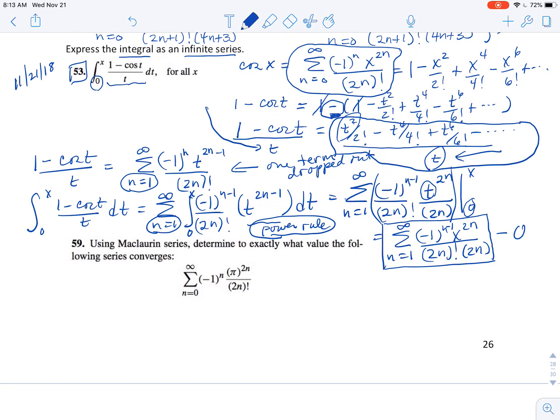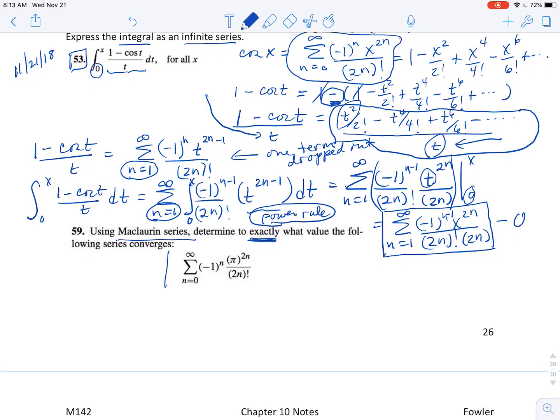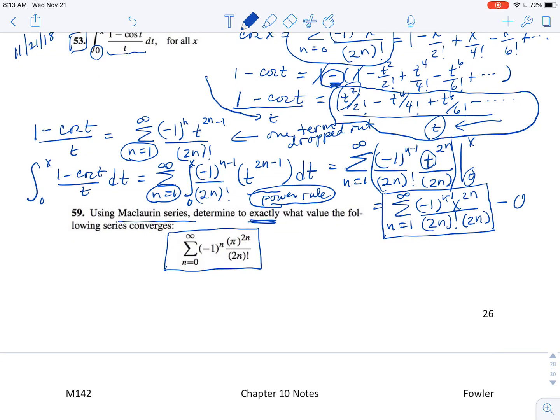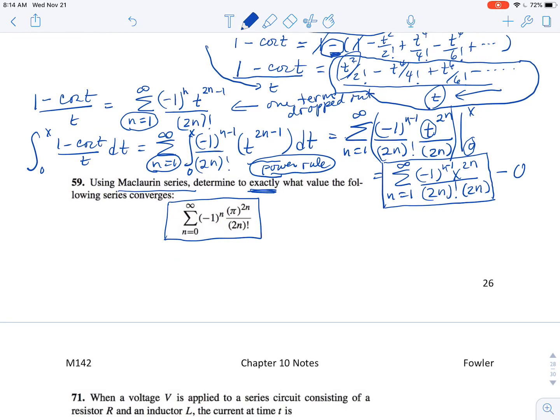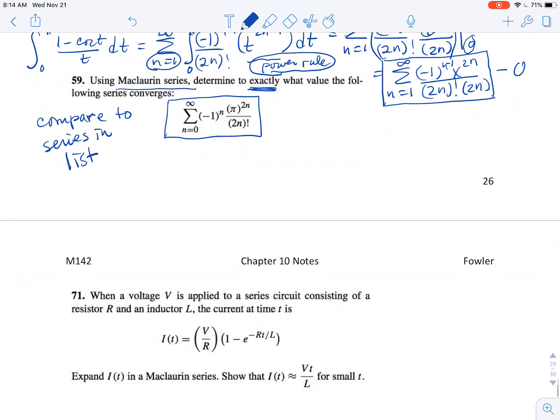All right. Now, this says using a Maclaurin series, determine exactly what the value is for this series. So we're not going to estimate it. We want to know what that is. In other words, we're going to have to compare to a series in the list. Well, it looks very similar to one we just did, right?